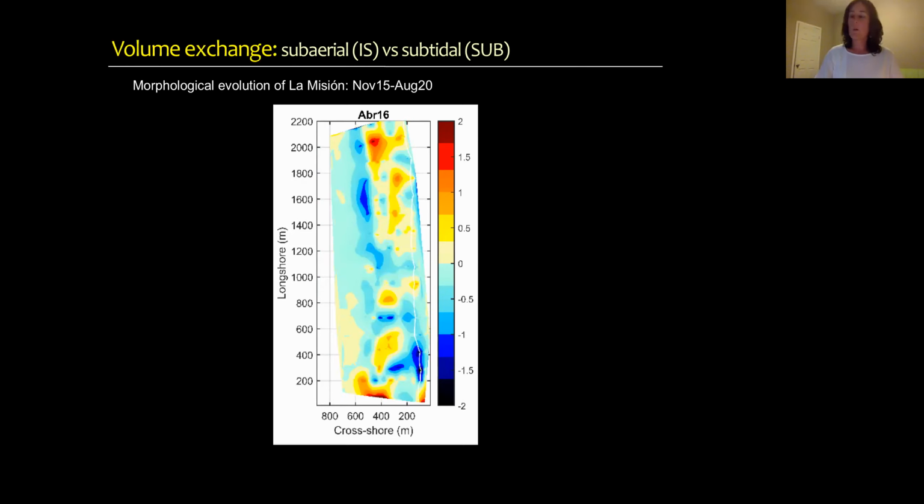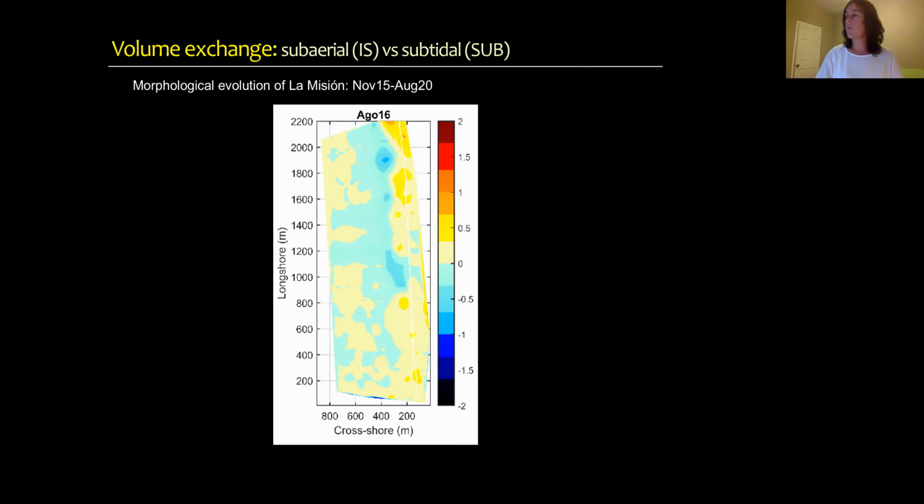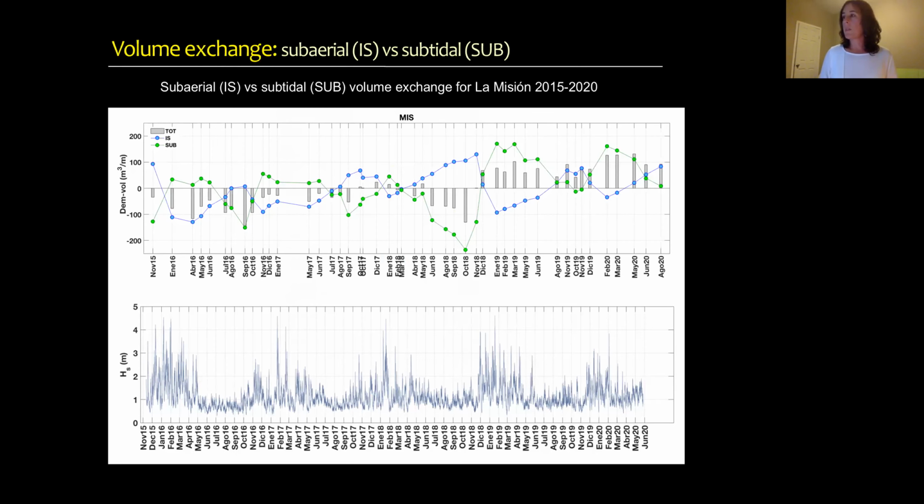So anyways, this is just a quick view of the morphodynamics of La Mission, and this is a time series of 5 years. We managed to process the data for La Mission until August, last month. So we see the evolution of the subaerial beach in blue again, and subtidal beach in green, and total beach volumes are the gray bars. And this is the wave energy. So we captured 2 El Niño events, El Niño 15-16 and El Niño 18-19.